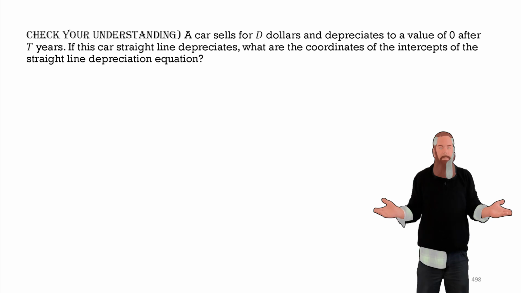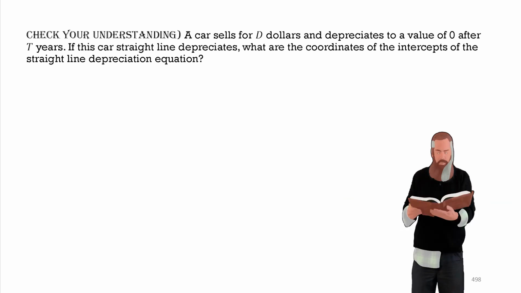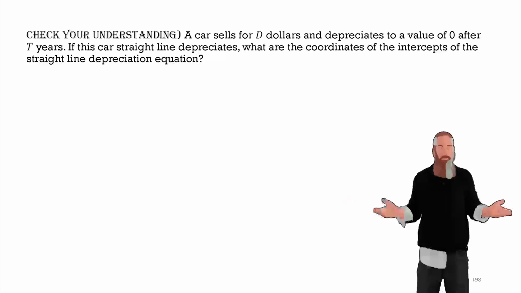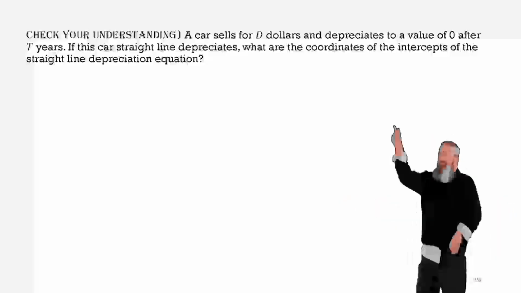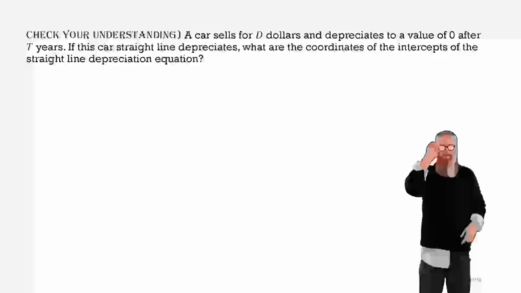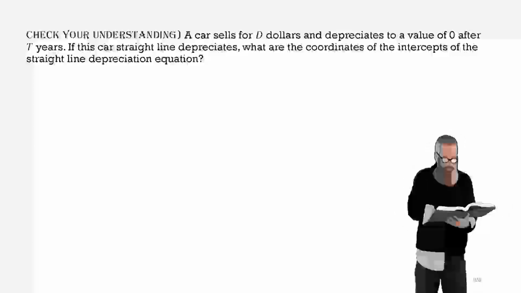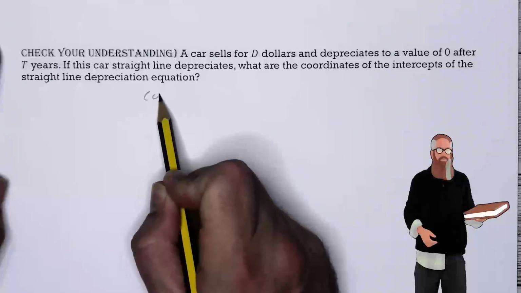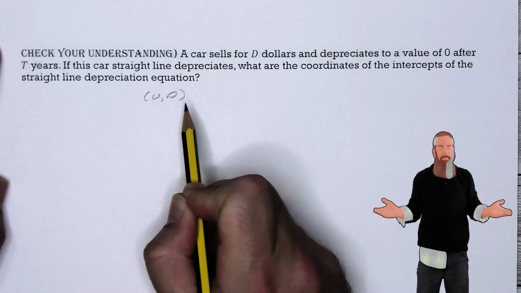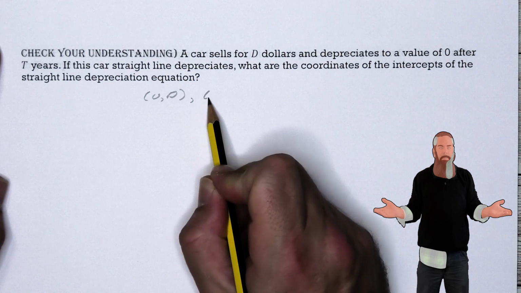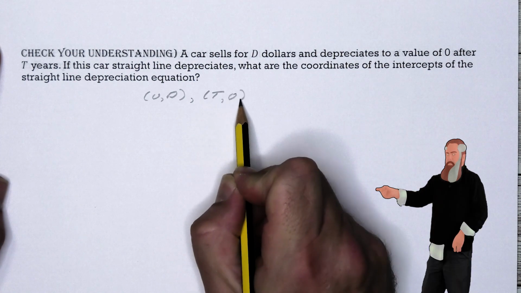Now let's check our understanding of this. A car sells for D dollars and depreciates to a value of 0 after T years. If the car straight line depreciates, what are the coordinates of the intercepts of the straight line depreciation equation? Well, this is fairly easy because we get (0, capital D) and (capital T, 0).